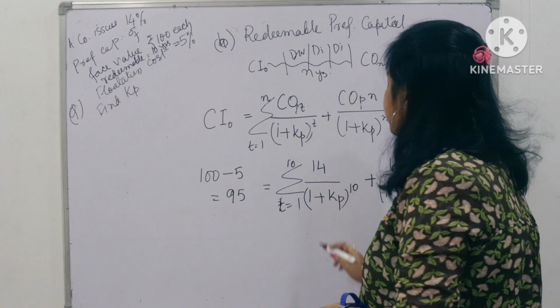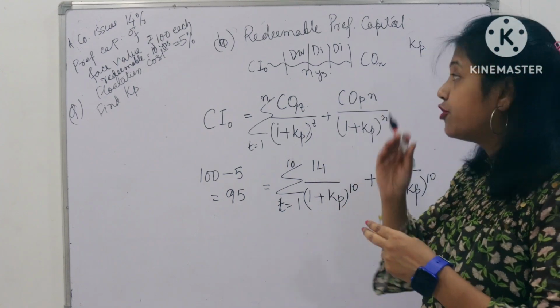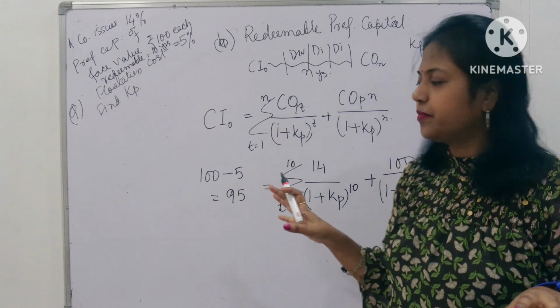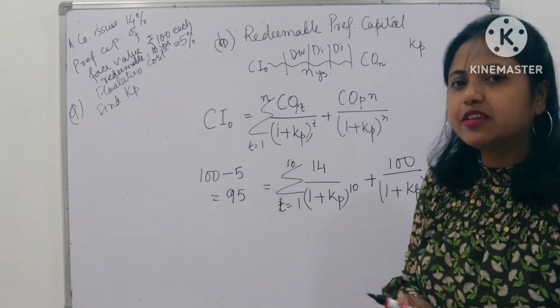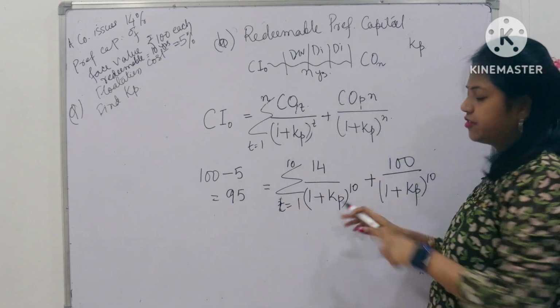So as you can see, this is the sum of money, 14 rupees, that you are going to pay for 10 years. So it is a case of annuity, right? Just like we did in the cost of debt, the same is the case here also. Let's see how to solve this and find out KP.